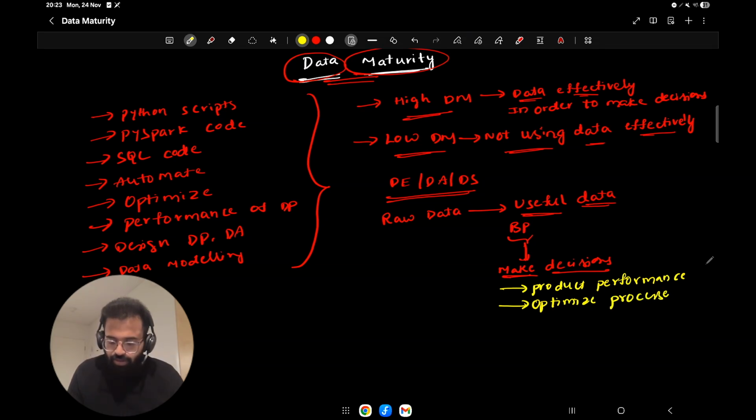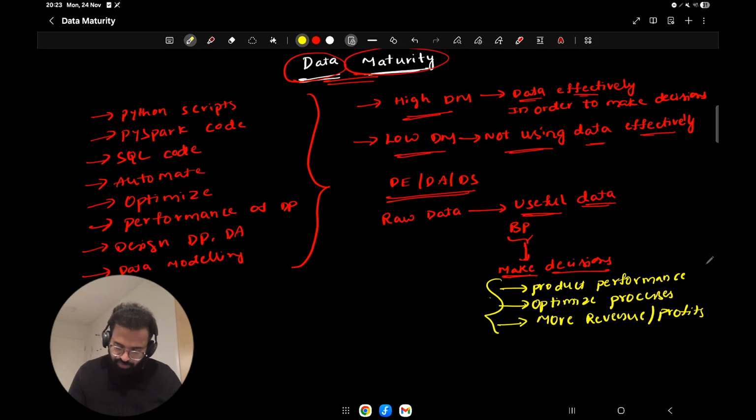Okay, and thereby basically generating more revenue and profits. So that's the main objective for most companies, right? So in order to achieve these things, they have to make decisions. And then who has to make the decisions? Business people, our companies have to make the decisions.